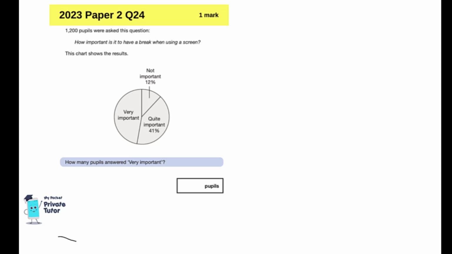1,200 pupils were asked this question. How important is it to have a break when using a screen? This chart shows the results. And you can see we have a pie chart. The pie chart is sectioned off into 3 parts.